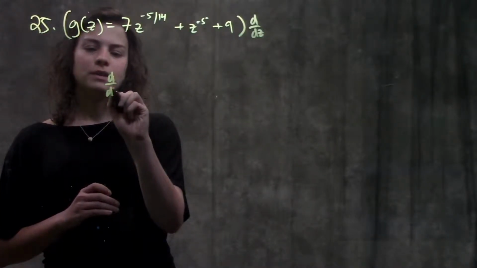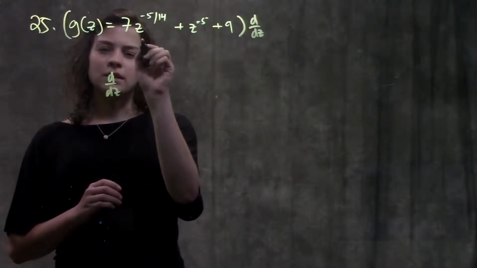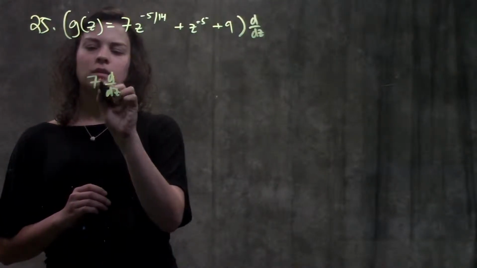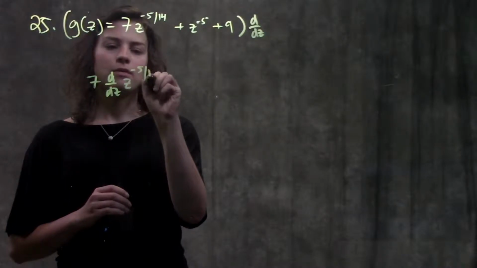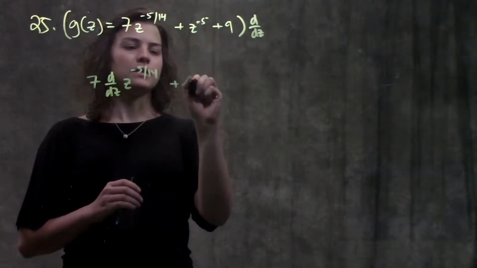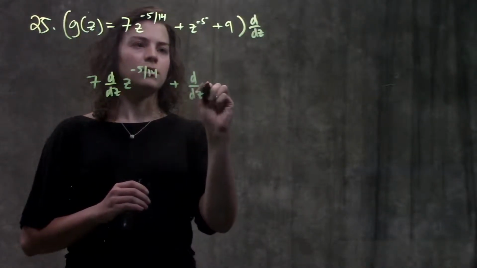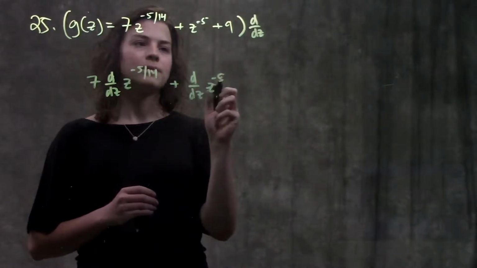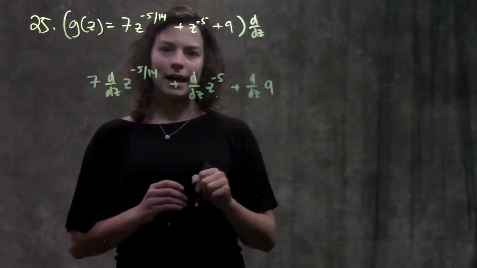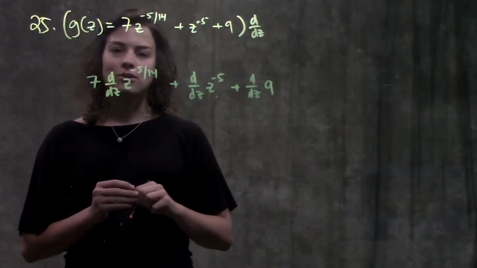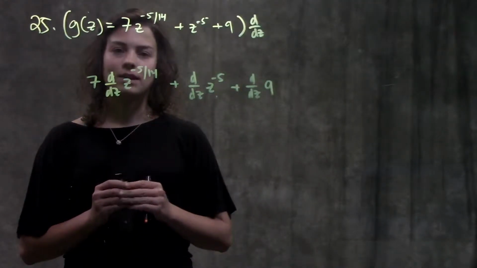So d over dz. Remember, when you have a constant, you can just pull that out to the front. So I'll have 7 times what's left over, z to the minus 5 over 14, plus the derivative of the second part, which is just z to the minus 5, plus the derivative of the last part, which is just 9. Okay, now I'm going to go through and use those derivative rules that I learned in this section.